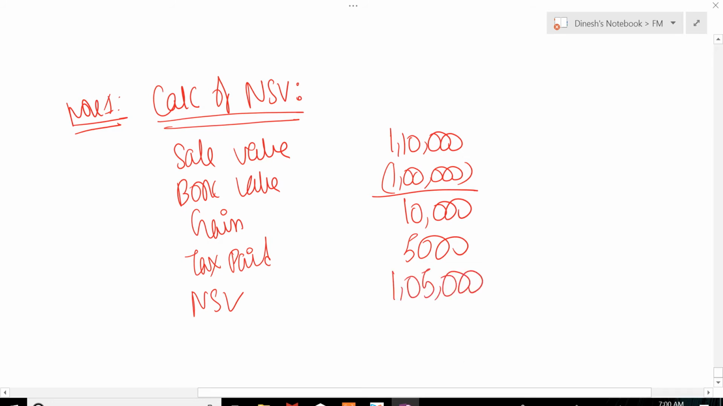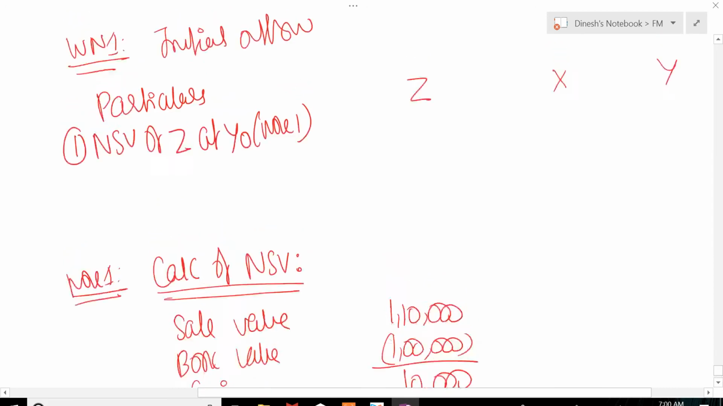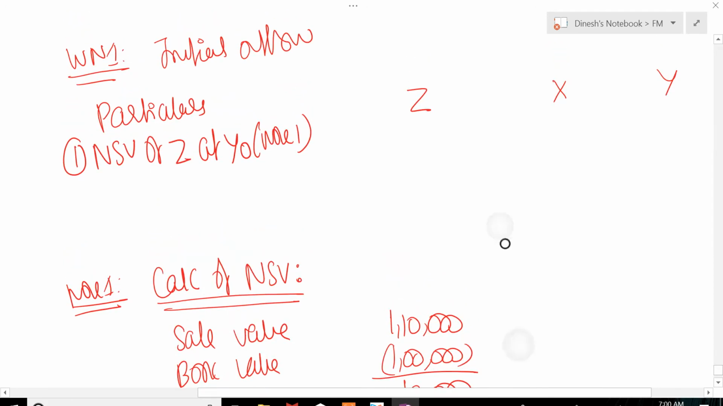Let's focus only on machine Z. I will not come to other machines till it's needed. 1,05,000. Any doubts in this? So if I want, I can sell this machine for 1,05,000 today. Clear? Any doubts on this? Not for 1,10,000. You are not going to get 1,10,000. You will get only 1,05,000. So in brackets, 1,05,000 NSV.